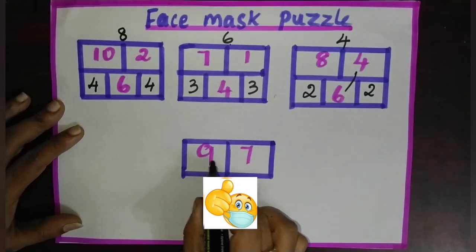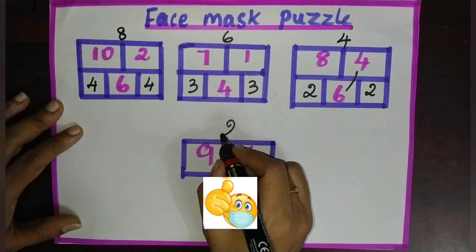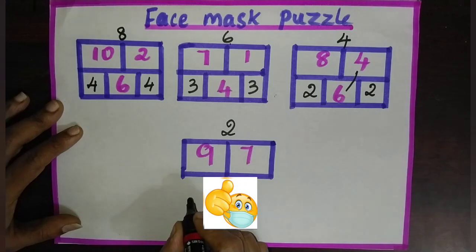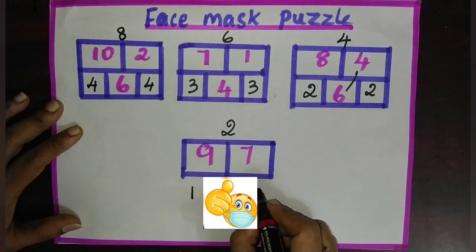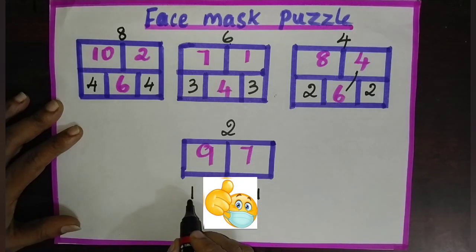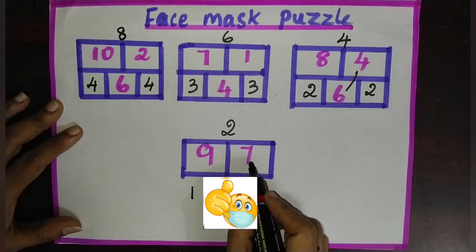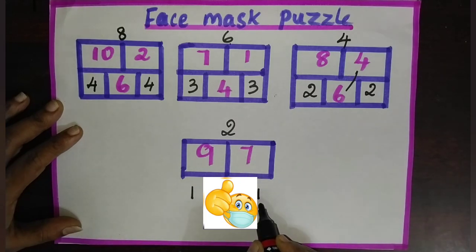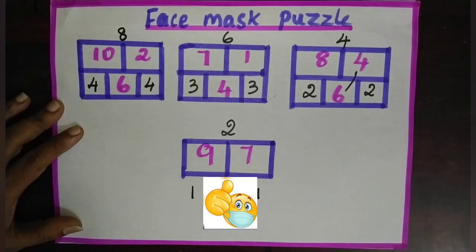Now, 9 minus 7 is 2. Half of 2 is 1. Then we get 1 here. That means, if we are substituting the face mask as 8, 9 minus 8 is 1 and 8 minus 7 is 1. So, the number 8 should replace the face mask.